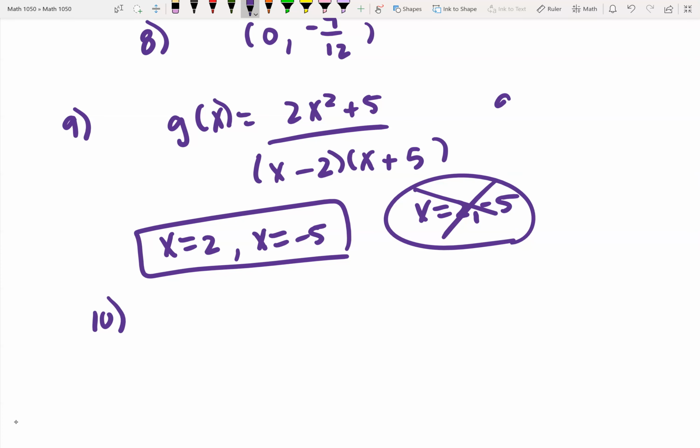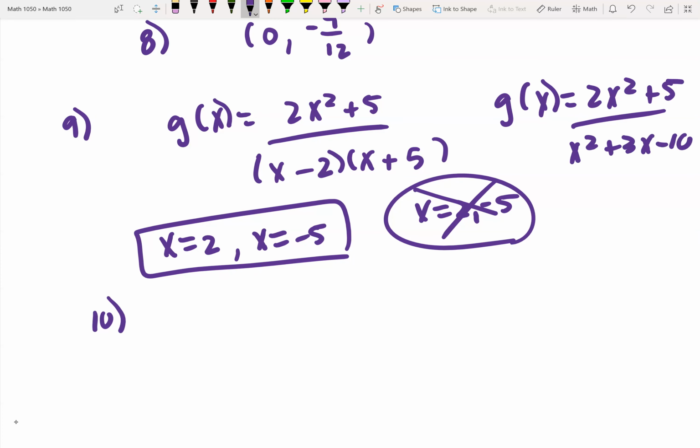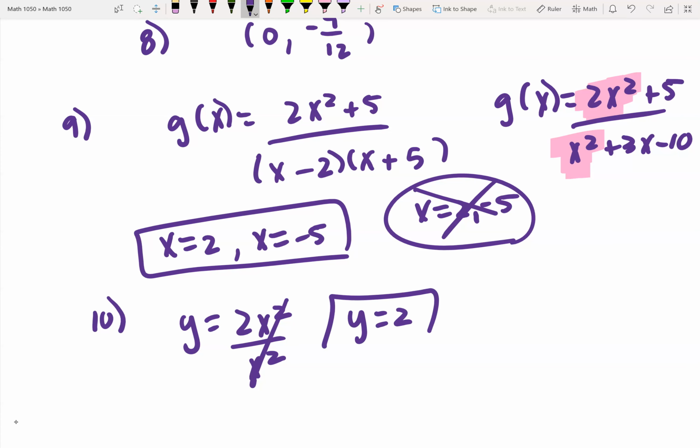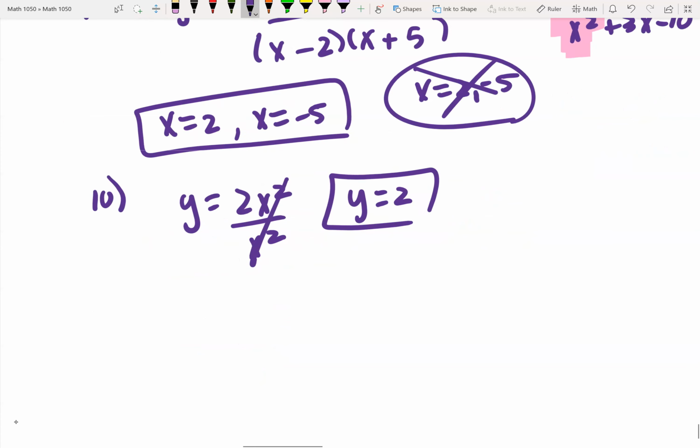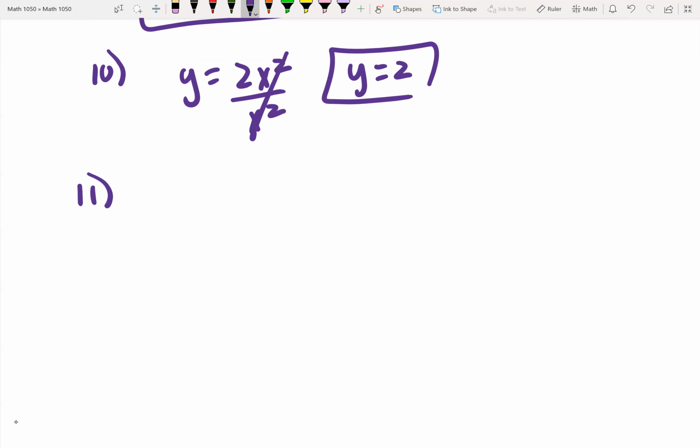Before I factored it, it looked like this, the original problem. So non-vertical, you go biggest over biggest. So you take that entire term and that entire term, because those have the biggest exponents. So it would be y equals 2x squared over x squared. The x squareds cancel, and you get y equals 2. Okay? Question 11. So this is the binomial theorem.